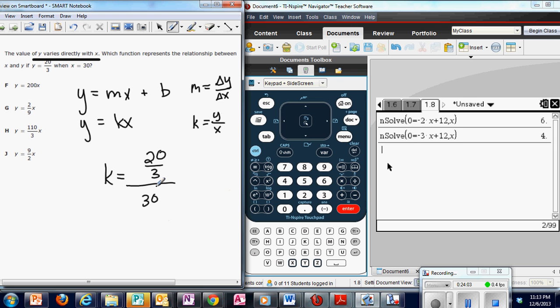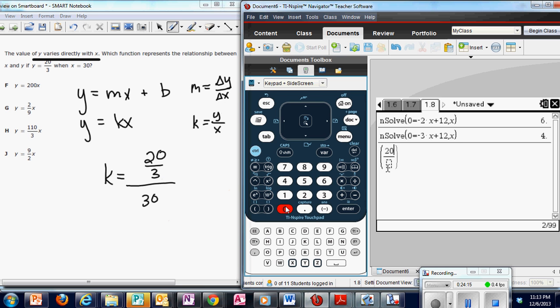So we'll say open parentheses, control divide, 20 over 3, get outside of the parentheses, divided by 30. And when you hit enter, it's going to make everything up and down anyways. So that will be 2 over 9, and our answer is G.